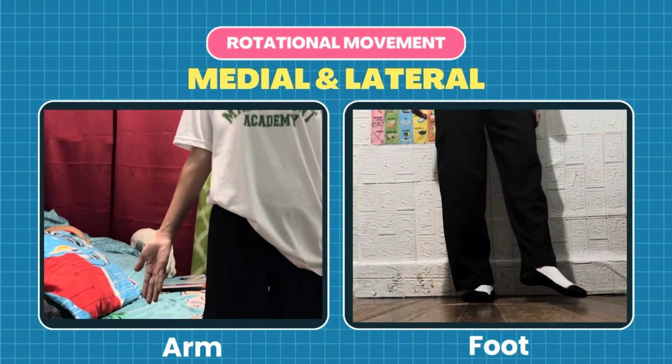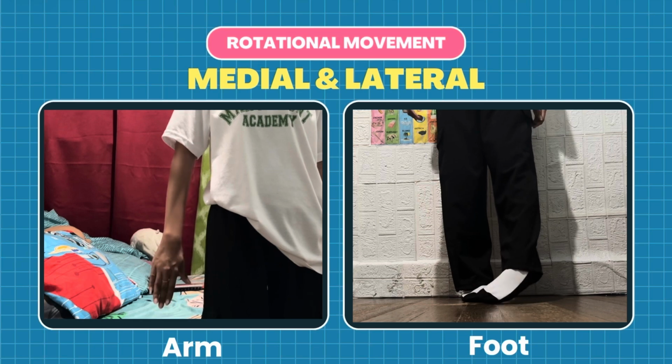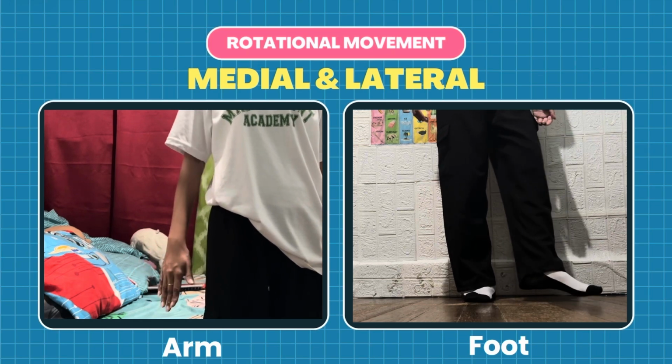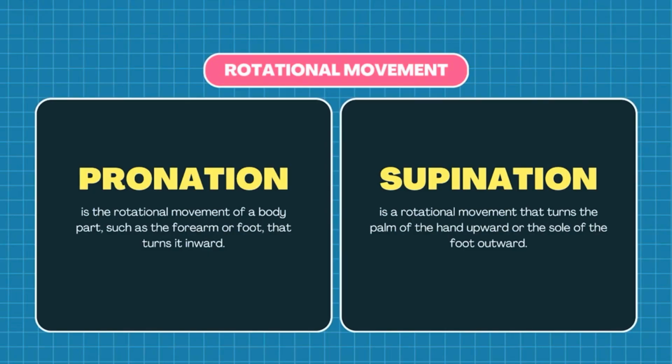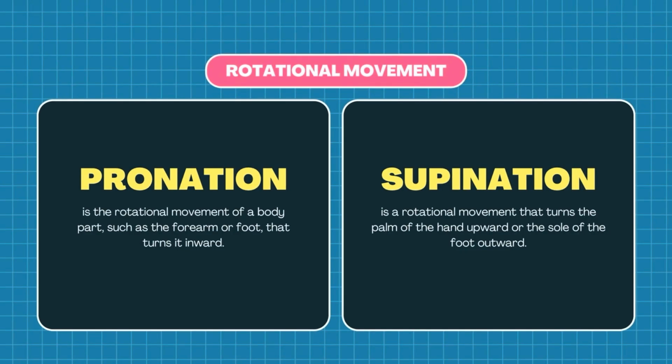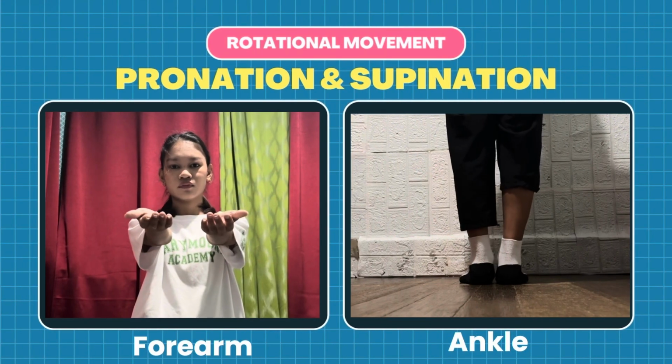Notice in this example that my thumb and foot go inward and outward of the body part. Lastly, pronation and supination. Pronation is a rotational movement of the body part that turns it inward, while supination is a rotational movement that turns the palm and the sole of the foot outward.